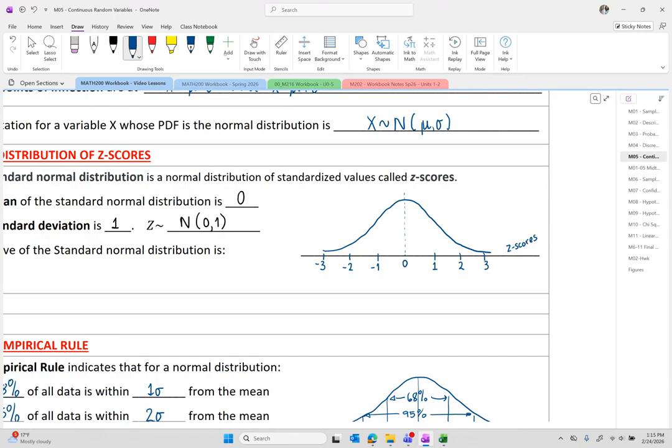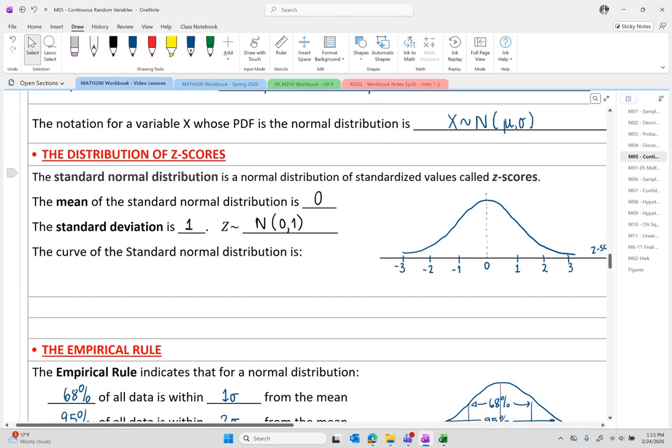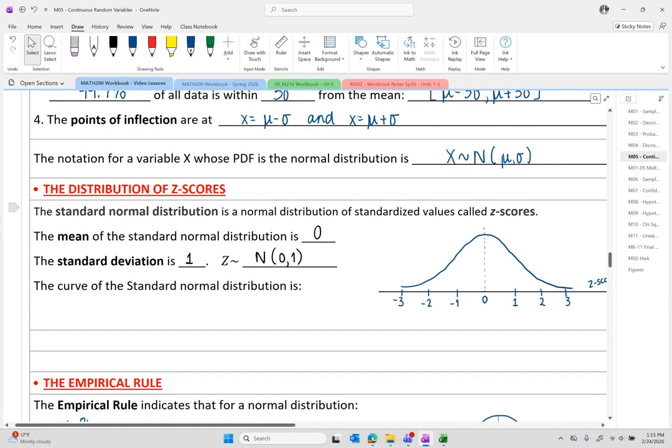Z-scores do not have units, because the numerator, x minus the mean, is measured in the units of the variable, and the denominator, which is the standard deviation, is also measured in units of the variable. We will stop here for now, and then we will continue with a second video regarding the standard normal distribution.